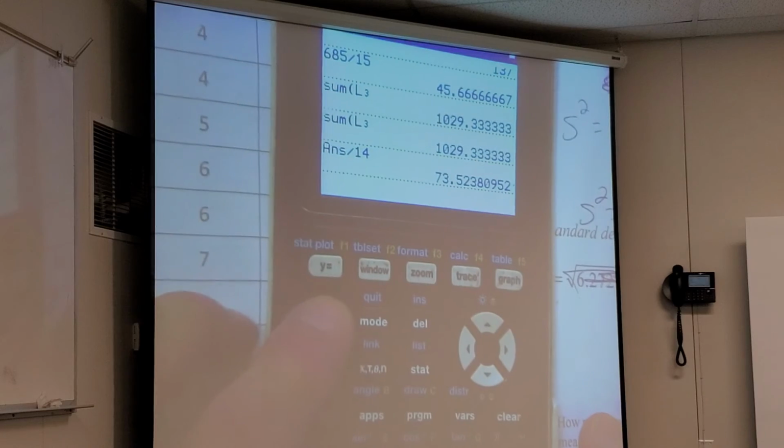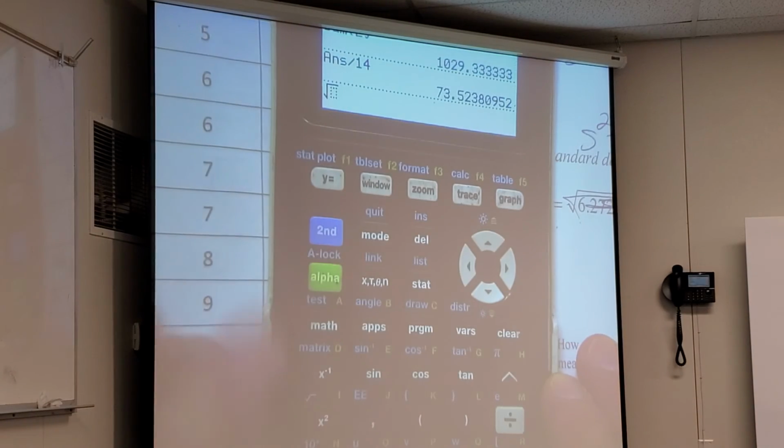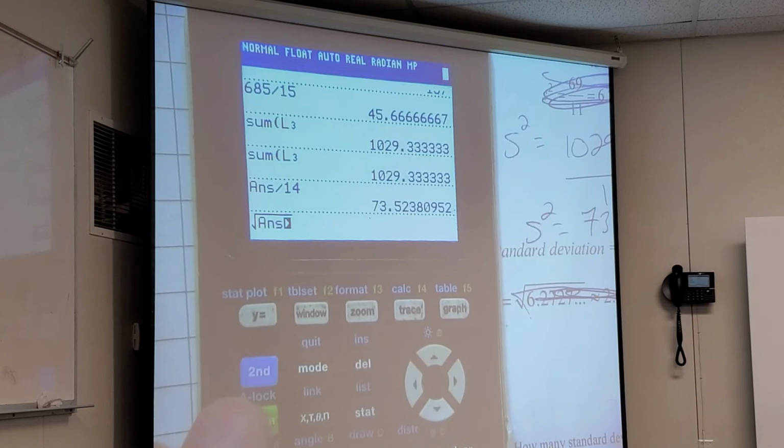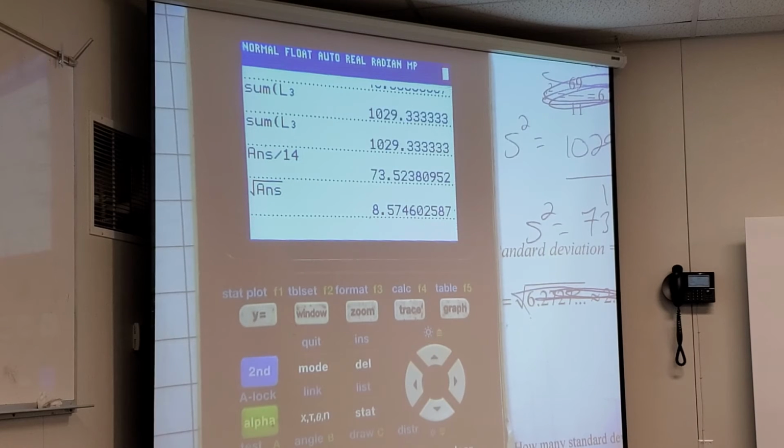So I'm going to do square root, right? Second square to get square root. Second negative, so I do the square root of the whole thing. I don't want to round that at all. Hopefully everybody who did not do that with me, you're able to do that already. Yes?